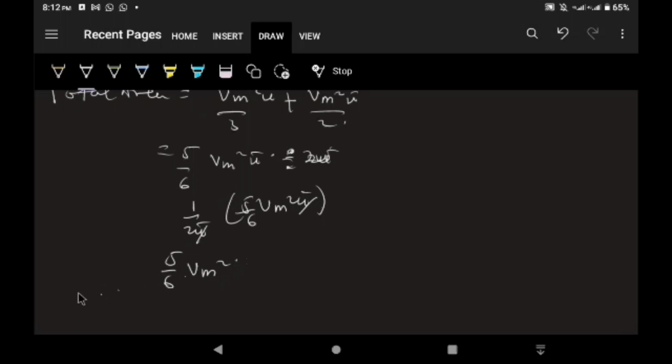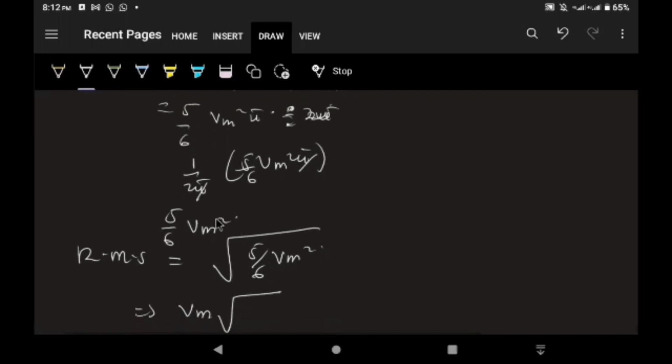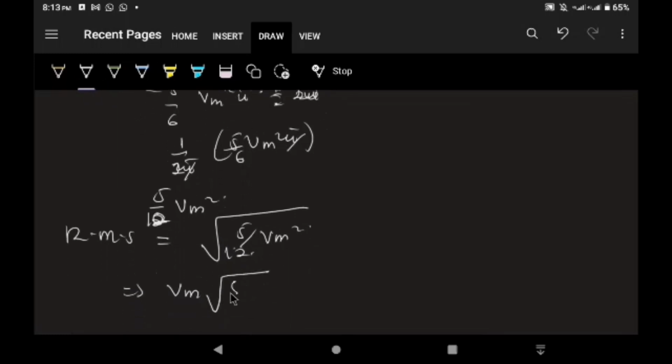Then the rule says that our RMS value will be the square root of what we get. So the square root of 5 on 6 Vm squared, and this gives me Vm square root of, well, I had 1 over 2 here, and the 1 over 2 will multiply the 6, making it 12. So here I'm going to get 5 on 12, and this becomes the RMS value for the whole voltage.